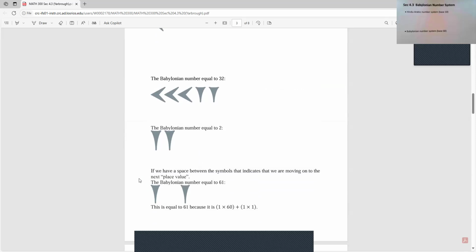I mean, these two numbers look very similar, but there's no space in between, and here there is a space in between. So this is equal to 2. Turns out this is equal to 61. Why is this equal to 61?